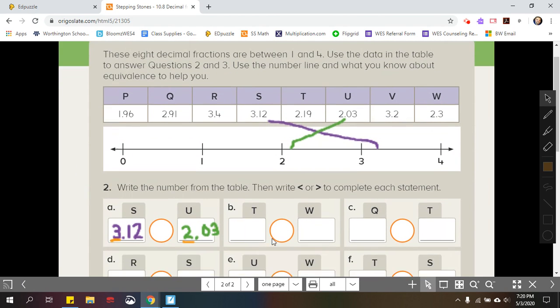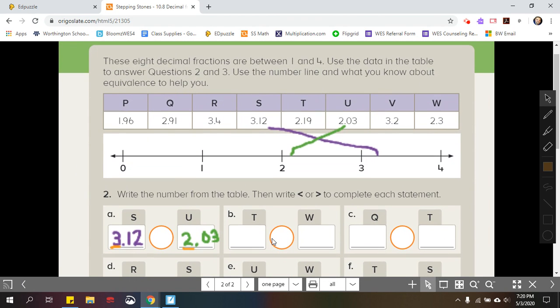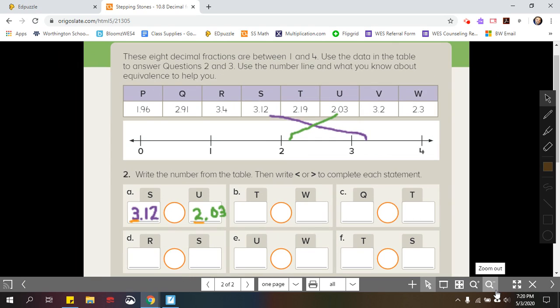And the other thing you've got to do today is number 2 over here for your step up. It says over here for your directions, these 8 decimal fractions are between 1 whole and 4 wholes. So you know these decimal fractions or these decimal numbers are going to be somewhere on this number line. Use the data in the table to answer question 2. So you're going to be using these numbers to help you down here. Use the number line and what you know about equivalence to help you.